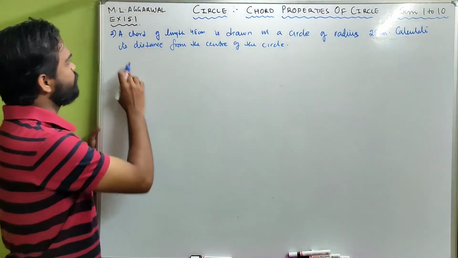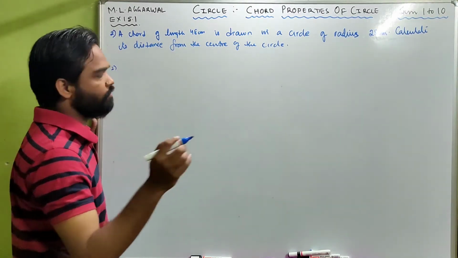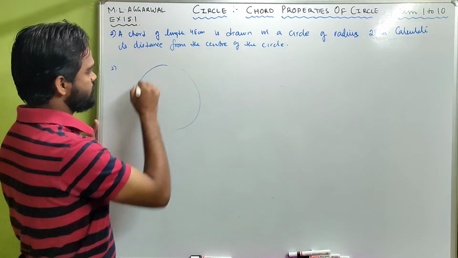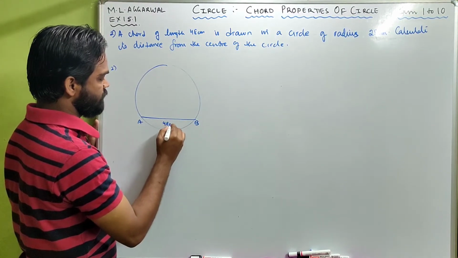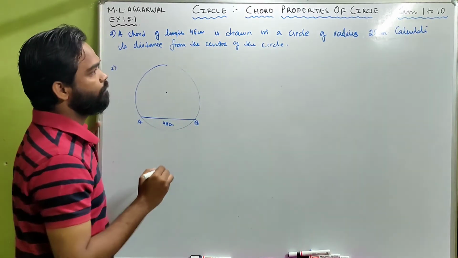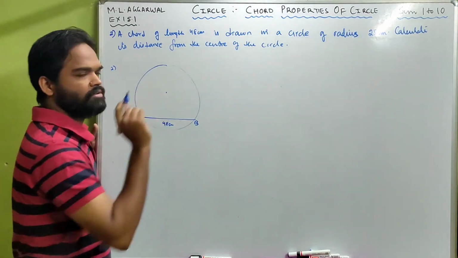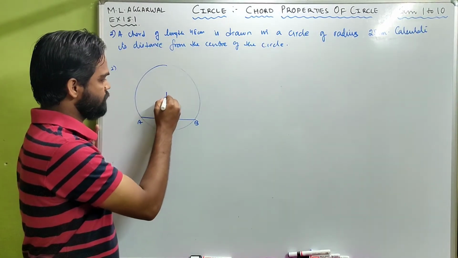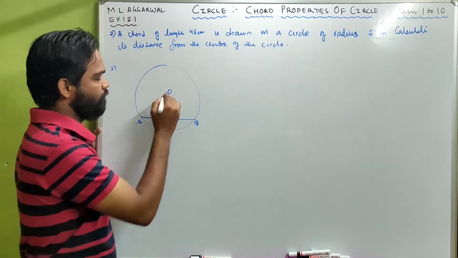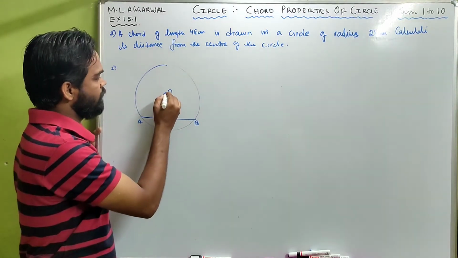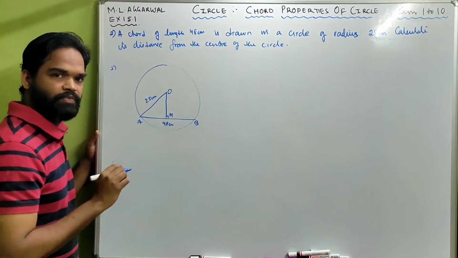Now look at sum number 2. A chord of length 48 centimeter is drawn in a circle of radius 25 centimeter. So this is a circle. A chord AB, suppose, of length 48 centimeter is drawn in a circle of radius 25 centimeter. Calculate its distance from the center of the circle. Again, the distance means, suppose OM, and this is the perpendicular. Always the distance means the perpendicular distance we are talking about, and OA is the radius, which is 25 centimeter. Now remember the first theorem.